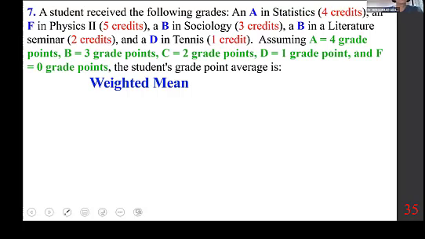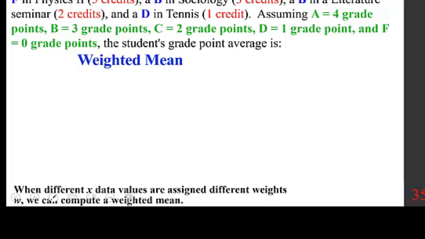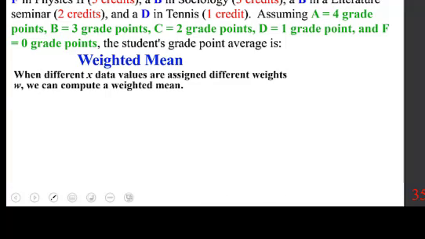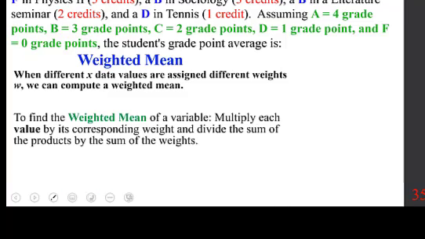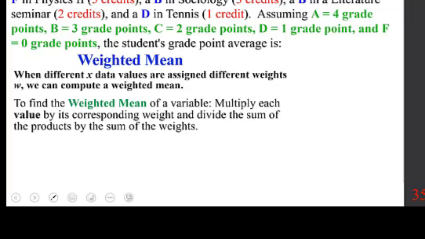Well, here's the weighted mean, and that's how your GPA is calculated. So first and foremost, when different X data values are assigned different weights or W, we can compute a weighted mean. To find the weighted mean of a variable, multiply each value by its corresponding weight and divide the sum of the products by the sum of the weights.